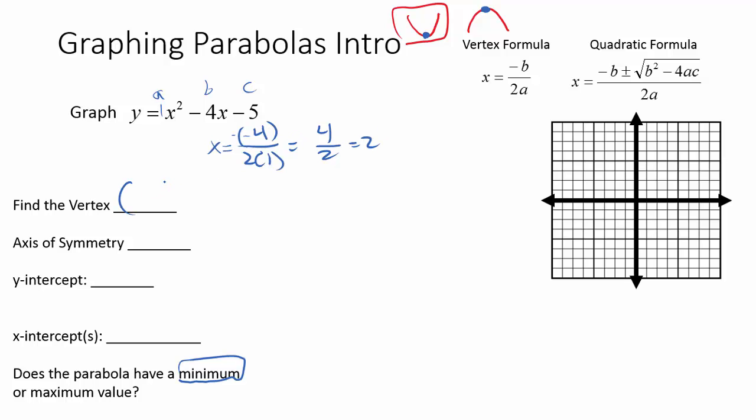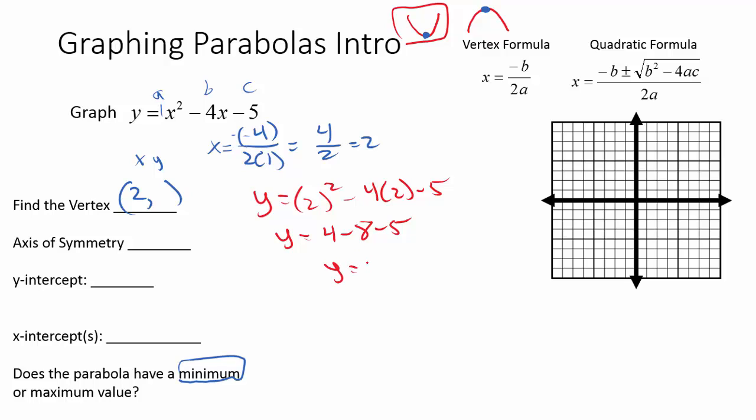Now, since the vertex is an ordered pair, all we've found here is that the x-coordinate of the vertex is 2. Since this is a point somewhere on the graph, I also need to find the y-coordinate. So to do that, all I have to do is take the 2 and plug it back into that original function here. So we'll get y equals 2 squared minus 4 times 2 minus 5. So we'll get y equals 4 minus 8 minus 5. And if I simplify all this, this should be giving me -9 here. So that means my vertex should be at the point (2, -9).